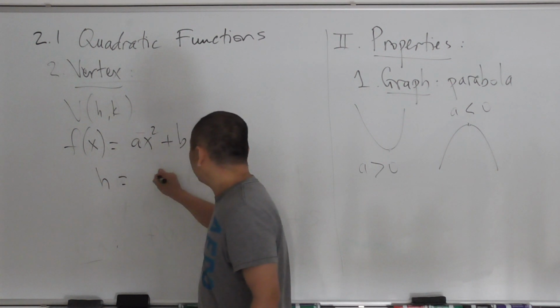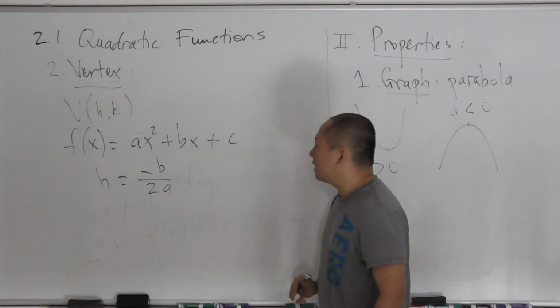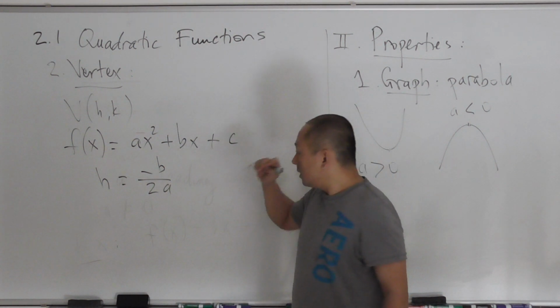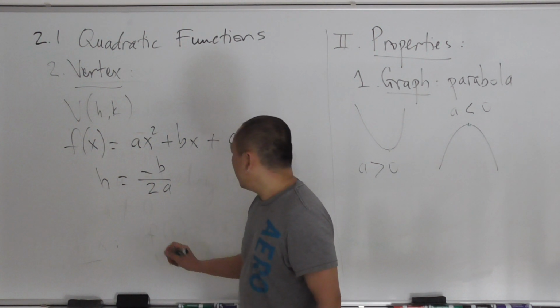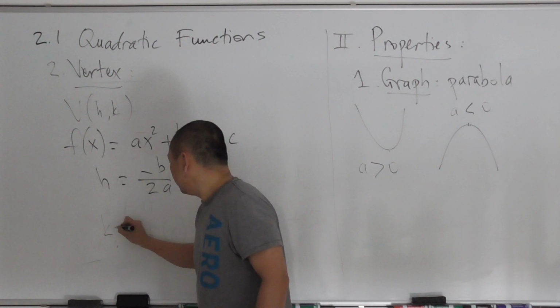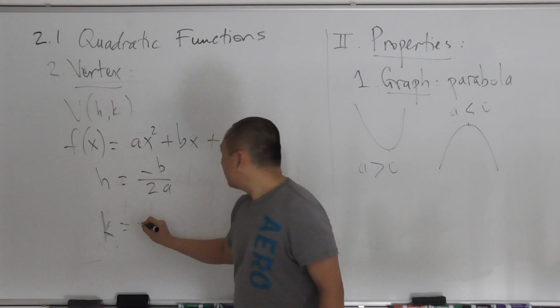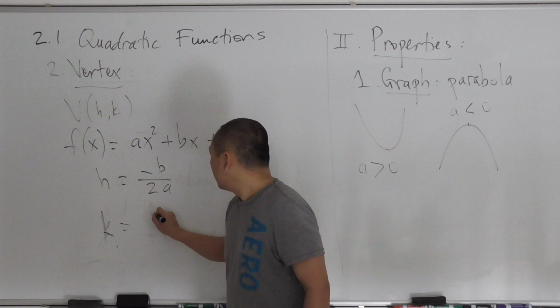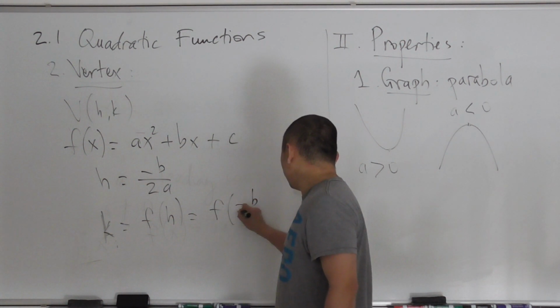h is negative b over 2a. Remember, a is non-zero, so it's okay for us to take negative b divided by 2a. And then after you have h already, you can calculate k by plugging h into the function. It's f of h, which is f of negative b over 2a.